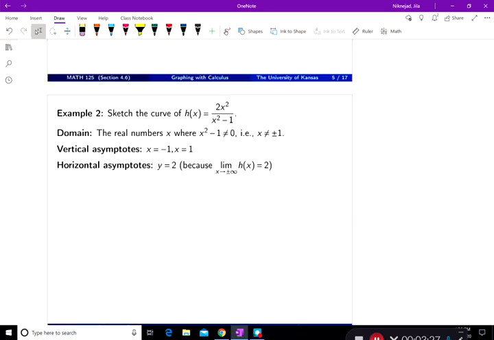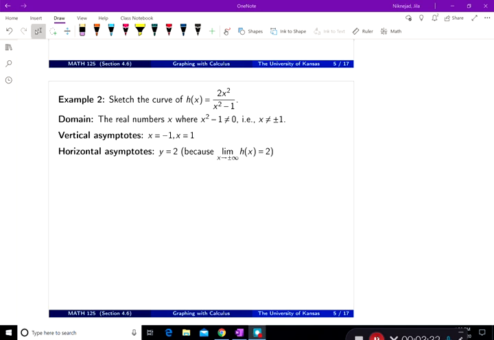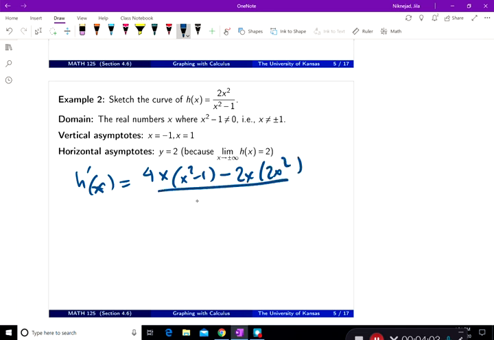So let's start the calculus part. To use calculus, I have to take the derivative and the second derivative. The first derivative gives me critical numbers and increasing, decreasing, and possibly max and min. And the second derivative gives me the shape of the graph. H prime of x is equal to the derivative of the numerator, 4x, times the denominator, minus the numerator times the derivative of the denominator, 2x, divided by x squared minus 1 to the power 2. If you distribute, you get 4x cubed minus 4x cubed minus 4x, so what is left is negative 4x over x squared minus 1 squared.